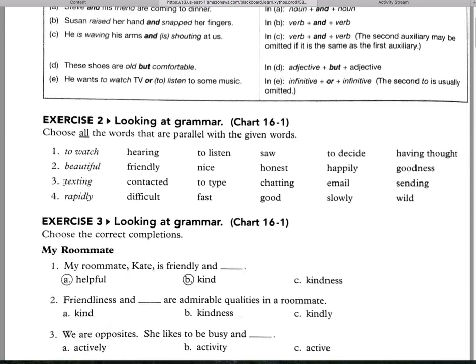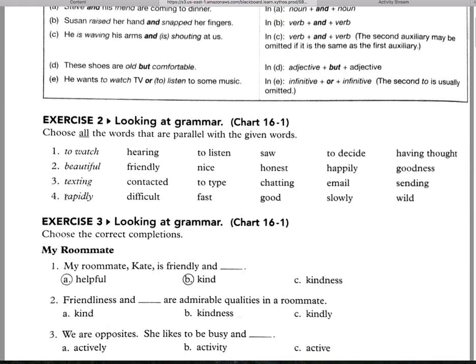Look at number 3. Texting. Texting is referred to as a gerund. Part of speech is a gerund. So, is contacted a gerund? No. To type a gerund? No. Chatting a gerund? Yes. Email a gerund? No. Sending a gerund? Yes, because it ends in ing. Okay? So you could also say present participle.